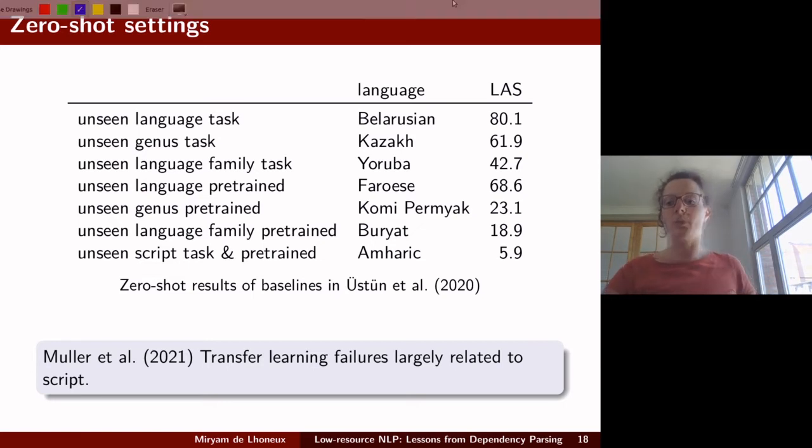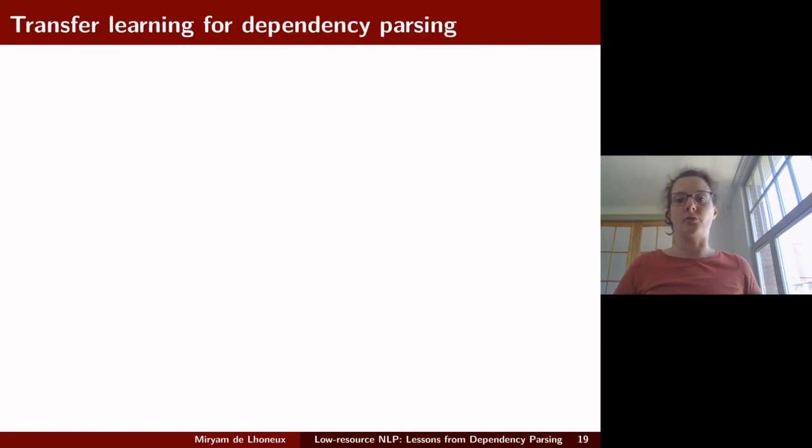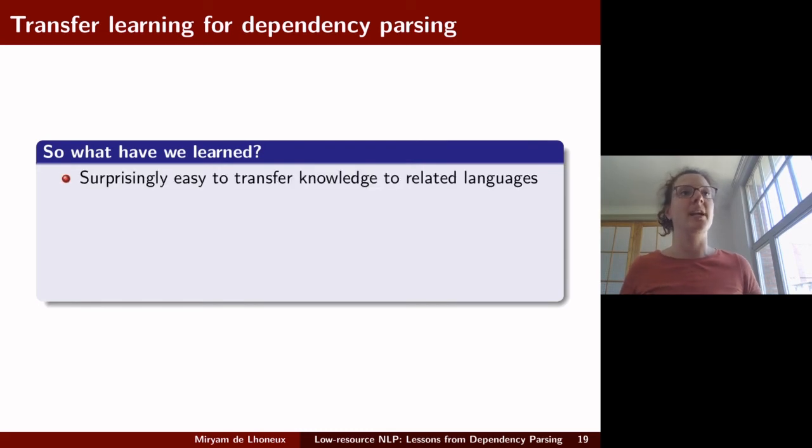So this is one potential solution. Now to summarize this section on transfer learning for dependency parsing, again we asked the question: can we mitigate the gap between high resource and low resource languages using transfer learning? What we found by asking this question in the context of dependency parsing is that it seems surprisingly easy to transfer knowledge to related languages. Parsers trained with different techniques on related languages perform really well, even in the zero-shot setting.